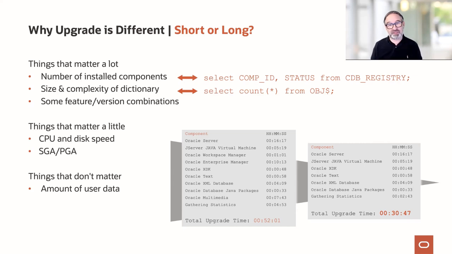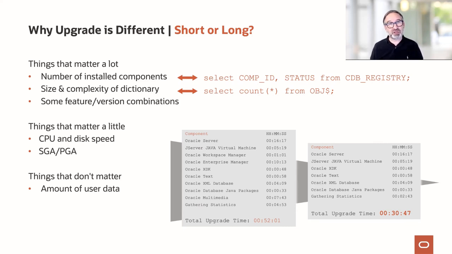When you look at the screenshot here on the slide, you see two examples: same database, same amount of data, 10 components, 52 minutes; six components, same database, 30 minutes. It's also a way to reduce the time to upgrade. If you're really hunting for the final minute, say, we need to be under 30 minutes, just check whether components are used and maybe can be removed from the database.